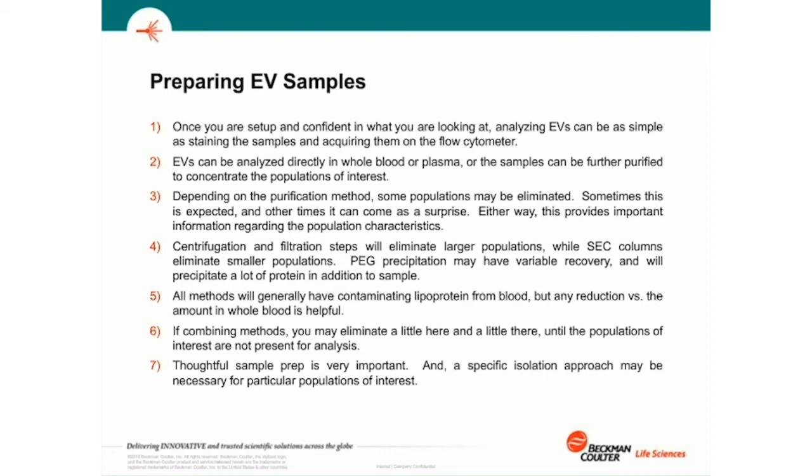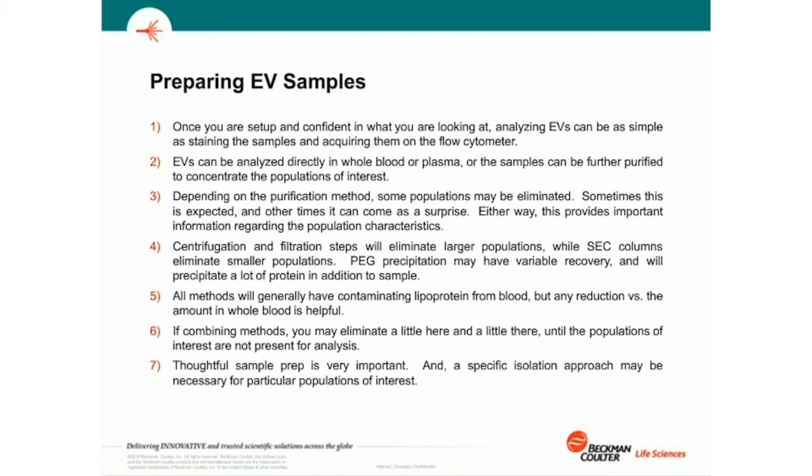If combining multiple methods, such as filtration and size exclusion columns, you may eliminate a little bit of your population here, a little bit there, and then ultimately, when you analyze the samples, what you're intending to look at is not actually there. So thoughtful sample prep is important. And you might need to cater a specific isolation approach to the population of interest.